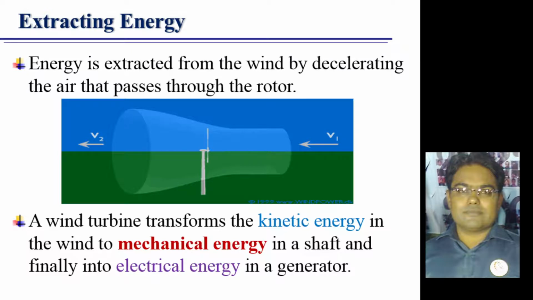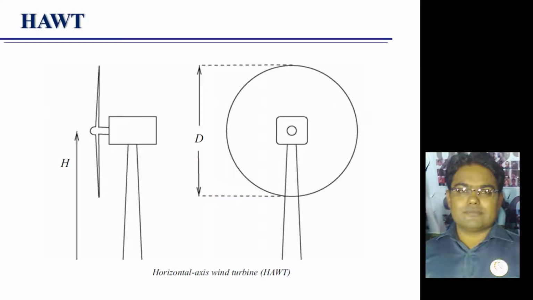This is a pictorial representation of the horizontal axis wind turbine. This is the tower height, and this is the actuator disc diameter. The actuator disc diameter is nothing but the circular area swept by the propeller when it's rotating. That's known as the actuator disc diameter.